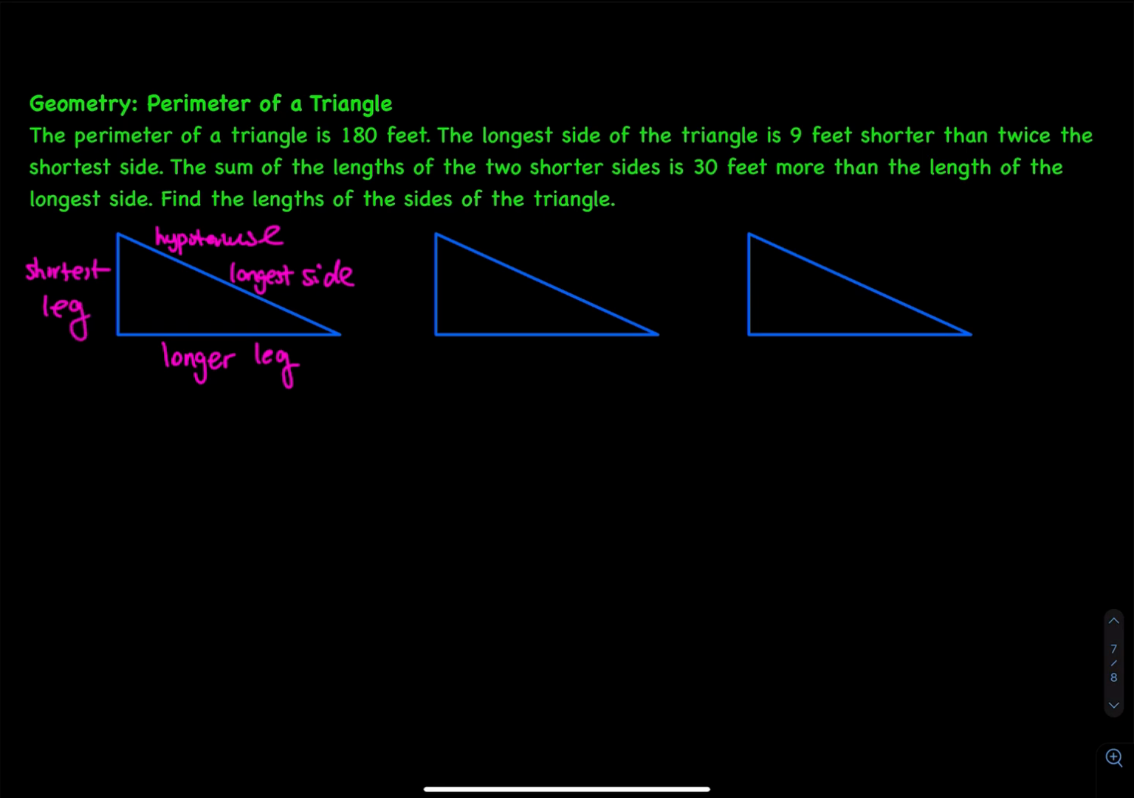So let's call the longest side x, and then what else do we have? Let's read the problem. The longest side of the triangle is 9 feet shorter than twice the shortest side. The longer leg, I'm going to call y, and then the shortest leg, I'm going to call z. And then let's start constructing the system based on the description. So the first sentence is saying that the perimeter is 180 feet. That means in the first equation, I have to do x plus y plus z, and the perimeter is 180 feet.